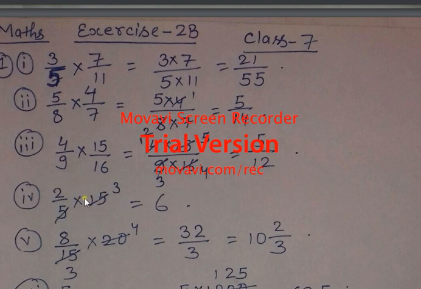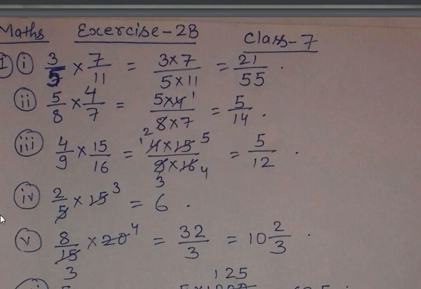So you can see 2 by 5 into 15 was there, so 5 threes are 15, it has gone, nothing below, that means there is 1. So 2 into 3 is 6, 6 by 1, that means 6 only. So you can write directly like this, 6, or you can write 6 by 1 is equal to 6.